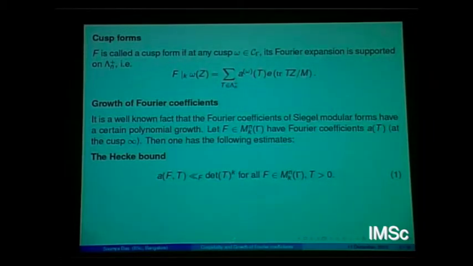a_f(T) is bounded by some constant depending on the form times det T to the k, T positive definite, let's say. It's also true for other ranks of T less than n. There is some other similar result. And for cusp forms, one can do a little better. The exponent is half of that. So this is called the Hecke bound, and a_f(T) is less than det T to the k by 2 for a cusp form. And these estimates also hold for other cusps. That's more or less obvious.